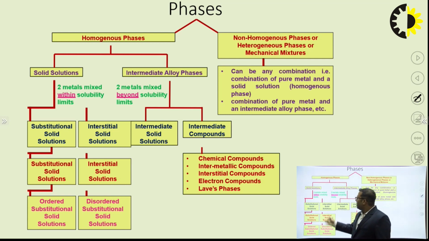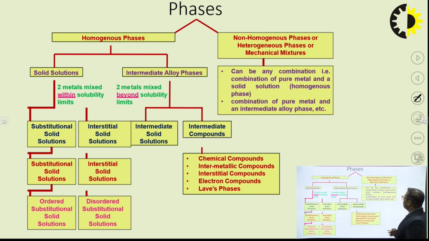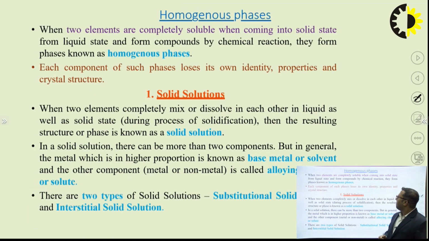So you can see this is the whole classification of phases into homogeneous phases and non-homogeneous phases. Homogeneous phases are those phases formed when two elements are completely soluble while coming into the solid state from a liquid state, or form compounds by chemical reactions. They form phases known as homogeneous phases. Each component of such phases loses its own identity, properties and crystal structure.